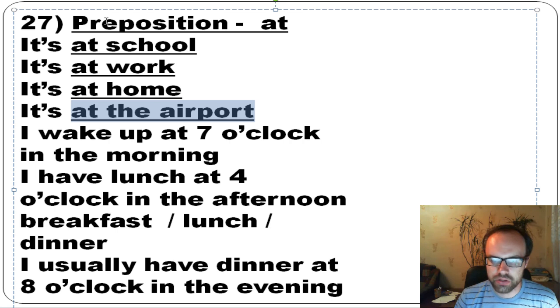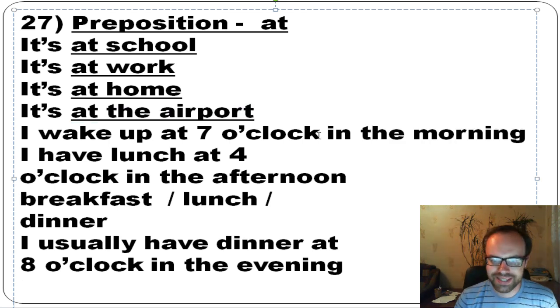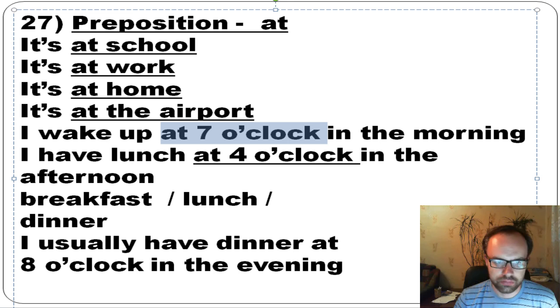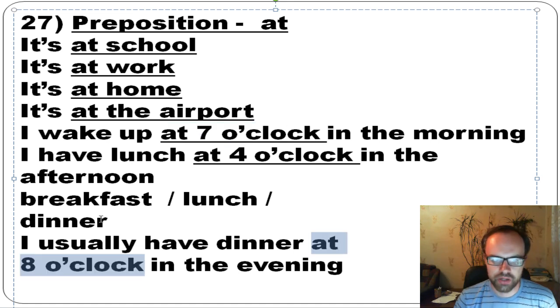We also use at with time. Look, I wake up at 7 o'clock. I wake up at 7 o'clock in the morning. I have lunch at 4 o'clock, at 4 o'clock in the afternoon. Or maybe I have breakfast, lunch, dinner. I usually have dinner at 8 o'clock in the evening.